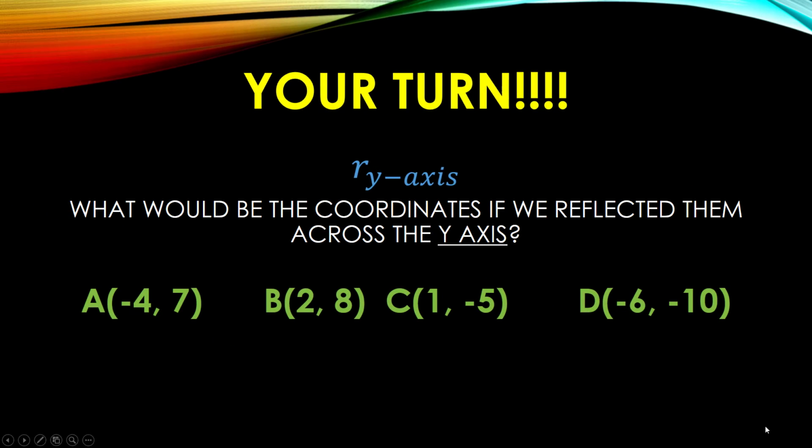So now I'm going to go ahead and give you your homework assignment, and I want you to try to use the formulas to answer the question. So your homework is to answer the following question. What would be the coordinates if we reflected them across the y-axis? So you're going to take these 4 ordered pairs and use the formula to find A prime, B prime, C prime, and D prime. For extra credit, if you graph both the pre-image and the image correctly, I'll give you 10 extra points.